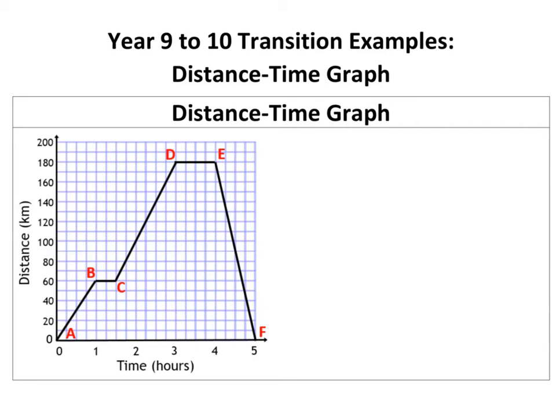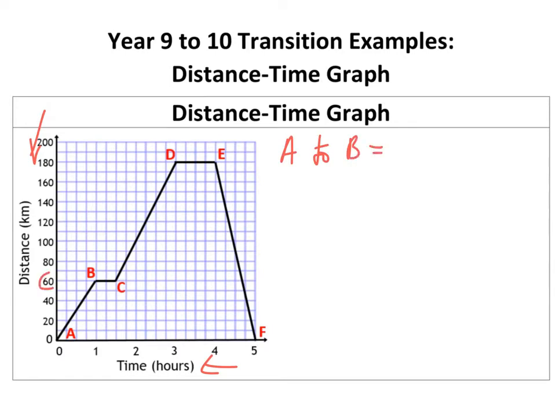Okay, we've got a distance time graph here. I've not put any specific questions on, I'm going to talk about it. First things first, time always goes on the x-axis, distance always goes on the y-axis. That's the first thing. Next thing, if we go from A to B, we need to work out the speed there.